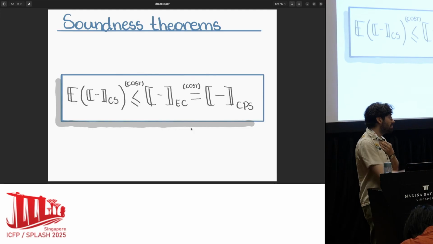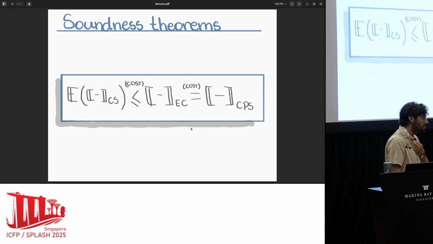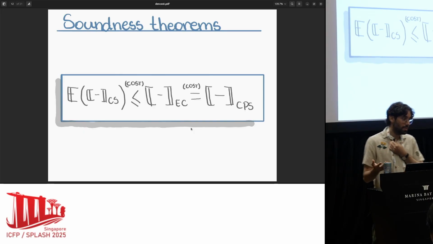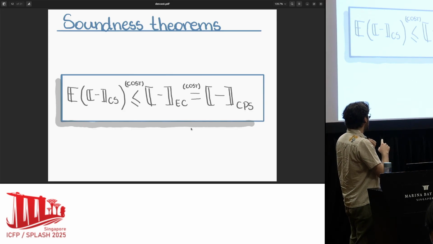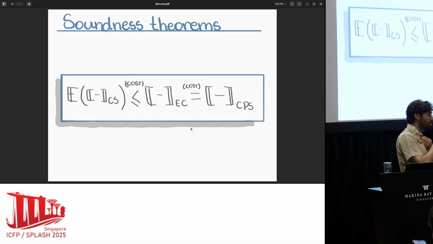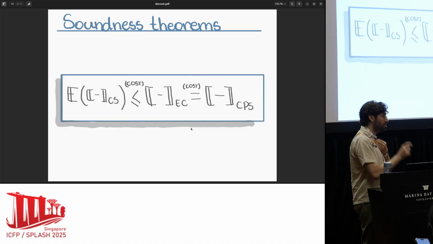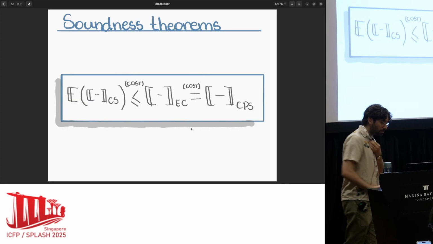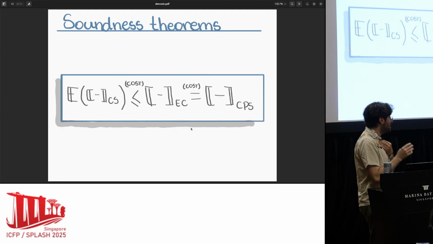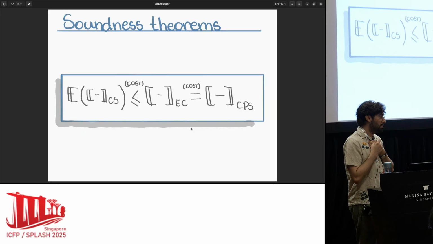And I do this by proving the following theorem, which says that the expected cost of the cost semantics is upper bounded by the expected cost semantics. And the reason why it's not an equality is because of those weird equations I showed before. So if you restrict to the terminating fragment of your language, you do recover equality. And it gives you the same cost analysis as the continuation passing style semantics.